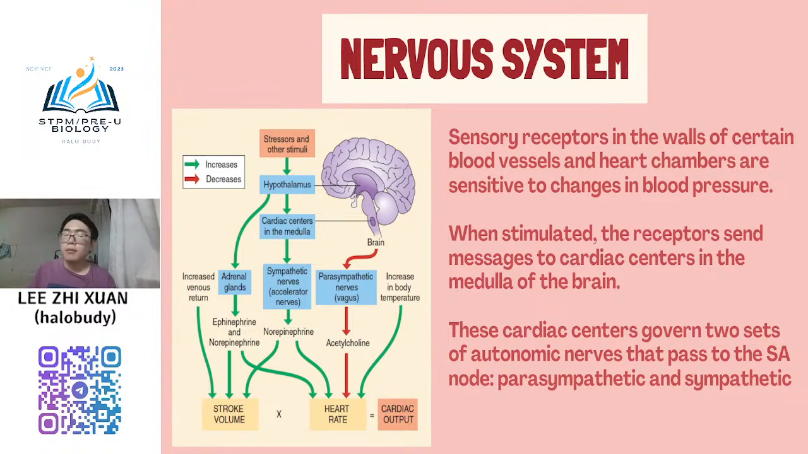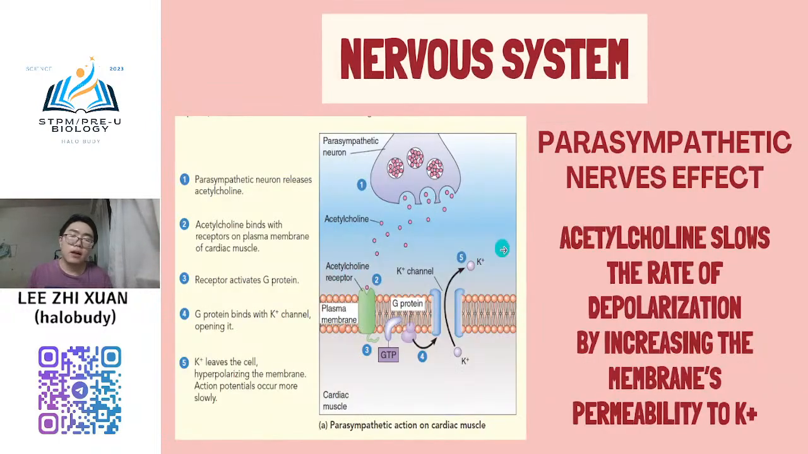It will increase our heart rate. And then parasympathetic will decrease our heart rate. So when the signal is toward the parasympathetic, it will slow down your heartbeat. So okay, once the sympathetic receives the signal. Now I will explain about parasympathetic.